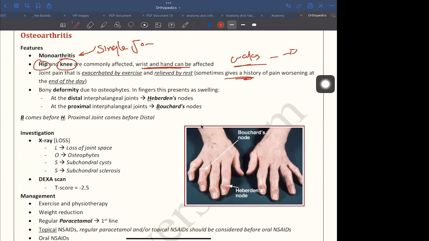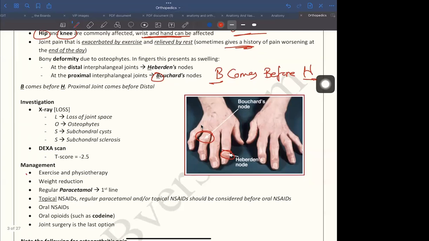There are something called Bouchard's nodes and Heberden's nodes. These are due to accumulation of inflammatory cells in the joint. So Bouchard's nodes happen in the proximal interphalangeal joint, and Heberden's nodes happen in the distal interphalangeal joint, because the B comes before the H. So the B comes before the H, all right? So Bouchard's nodes here, and Heberden's nodes are in the distal interphalangeal joint.